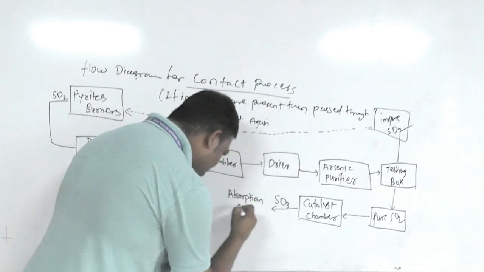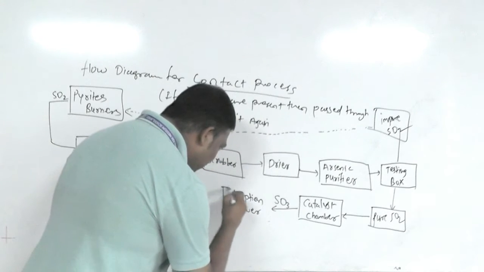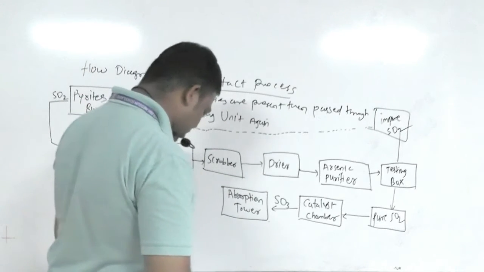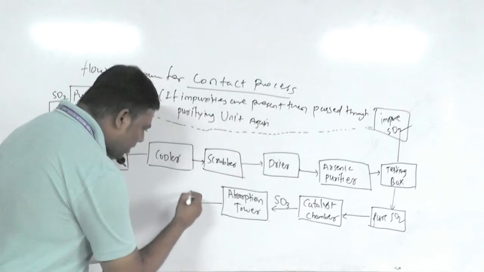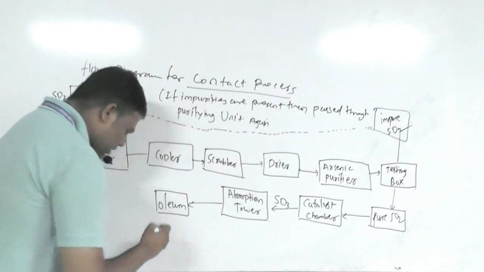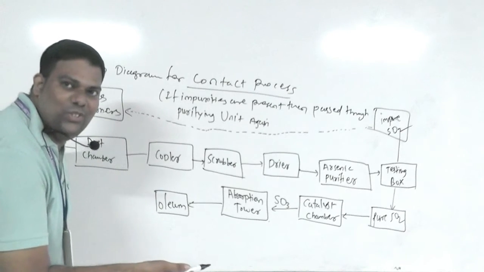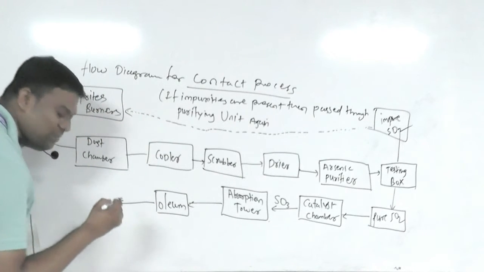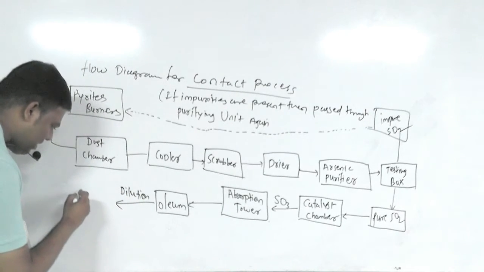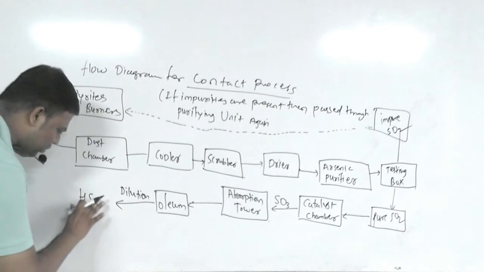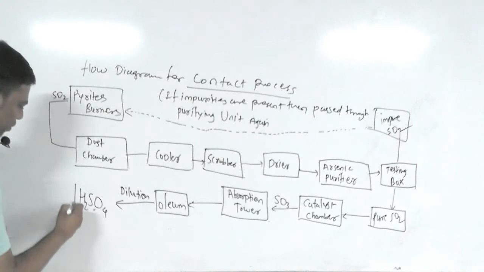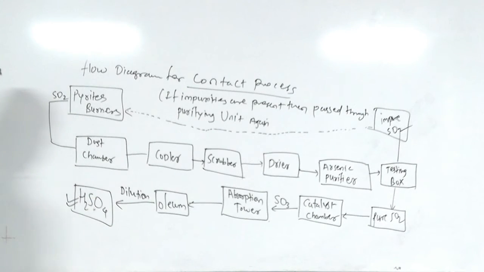Absorption tower. So these are all the industrial names for the production in the contact process. You just know this. You will get oleum, and after dilution of this oleum, you will get pure concentrated H2SO4 finally.